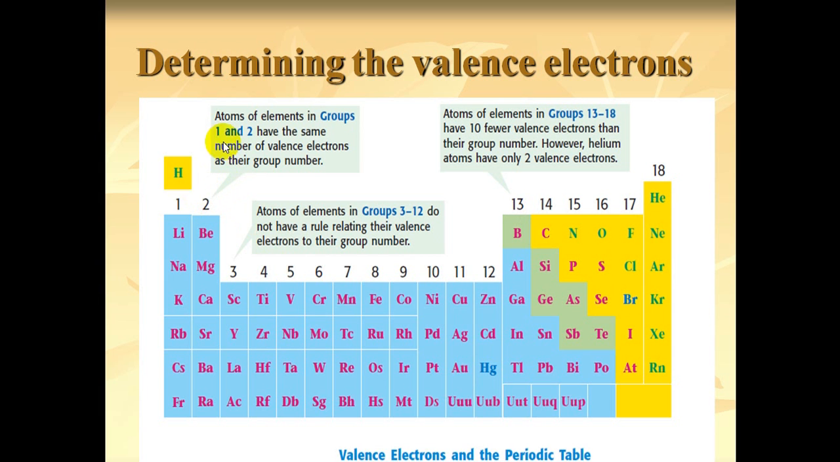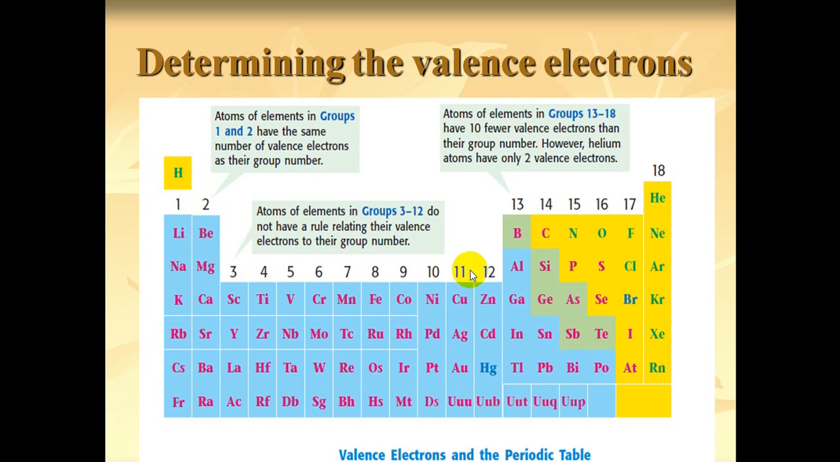So let's start here. Atoms of elements in group 1 and 2 have valency equal to the number of their group. So the number of the group determines the valency for these elements. All these elements have valency electron 1. The valency 1 here. All these elements have valency 2, or they have 2 electrons in their outer shell.